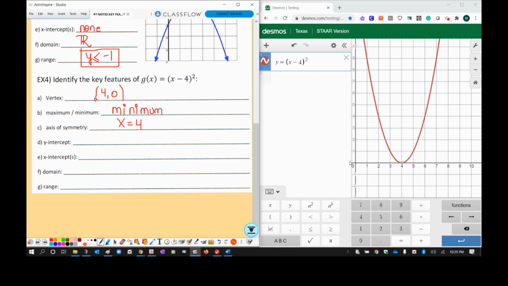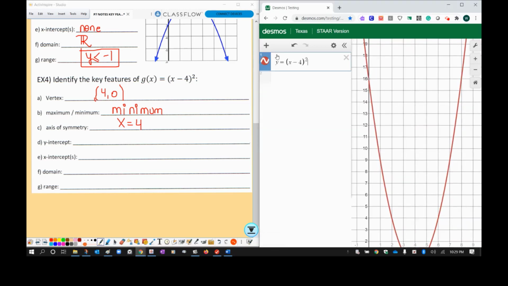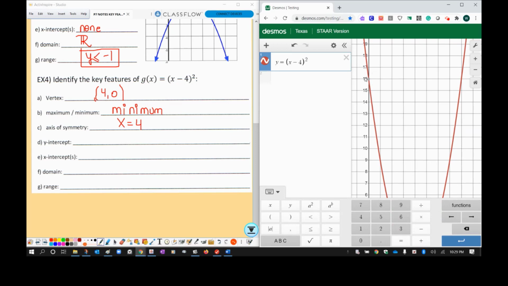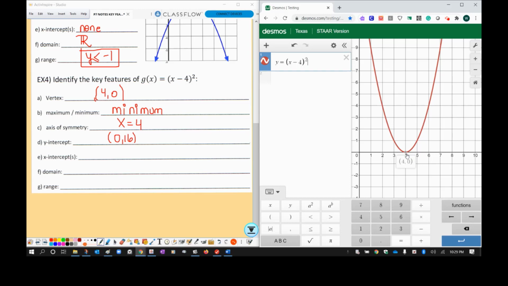For the y-intercept, let's go ahead and move the graph up. And then we can click here, and we can see that the y-intercept is at 0, 16. And the x-intercept, so let's go back here, and we see that this graph only has one x-intercept, which is 4, 0. So please notice that you can have one x-intercept, two x-intercepts, or none. For domain, we notice again that the graph is going to be like this. So it's going to be all real numbers.